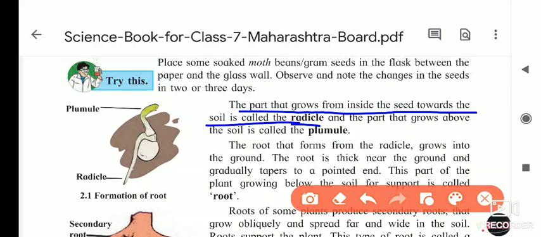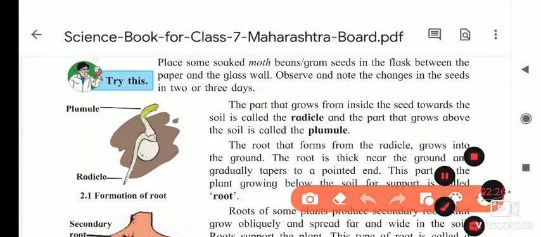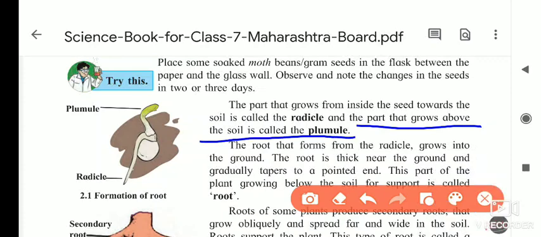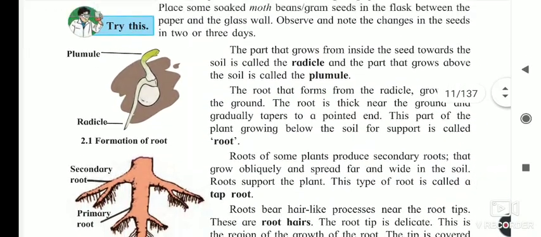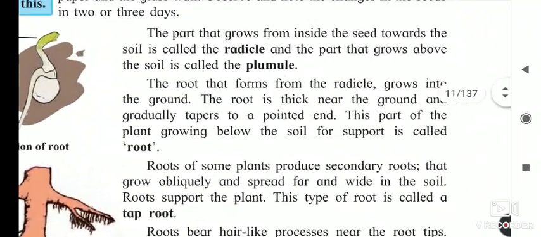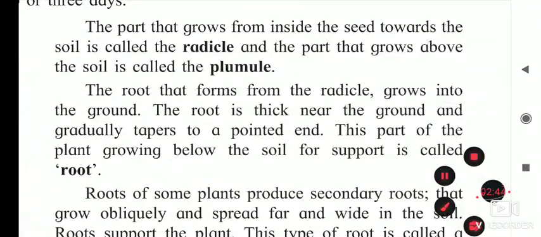The next definition is the plumule's definition. So here it is. What is plumule? The part that grows above the soil is called a plumule. Then the next definition I gave is the root's definition. In this lesson so many definitions are there. You have to learn all the definitions, but I gave some for the test.